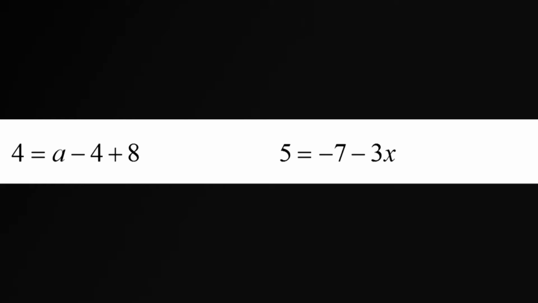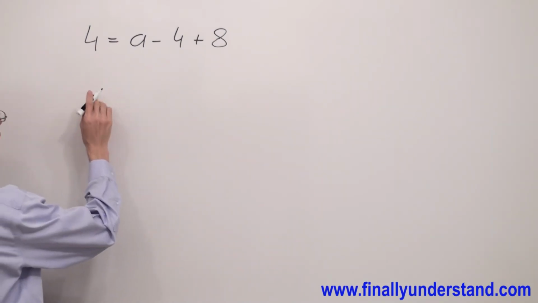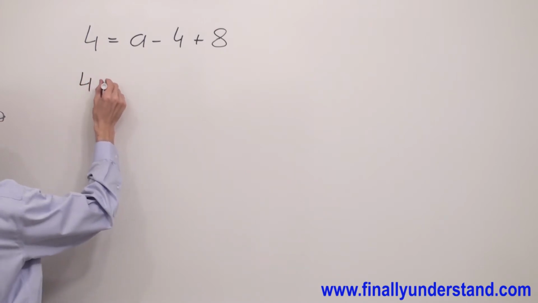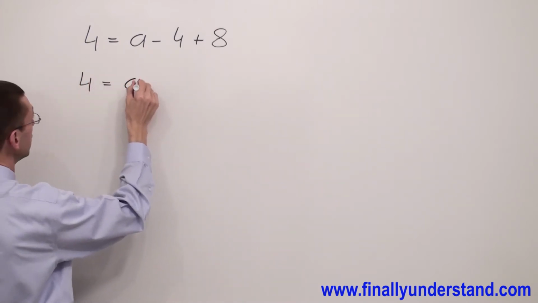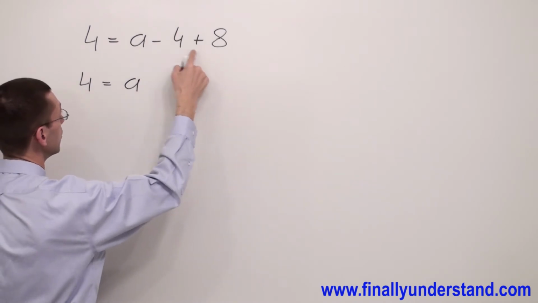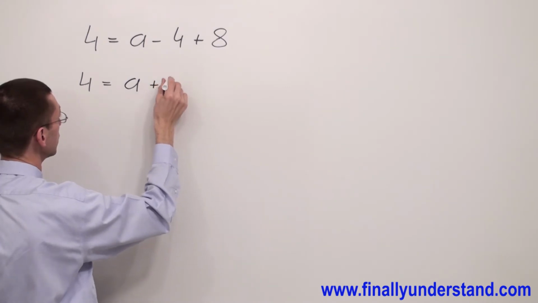Let's take a look at the first example. In this case, we're supposed to combine the like terms first. So I'm going to copy down 4, and I have a and minus 4 plus 8. Minus 4 plus 8 is equal to positive 4.